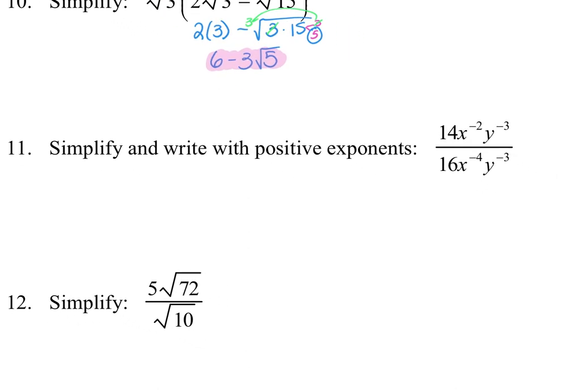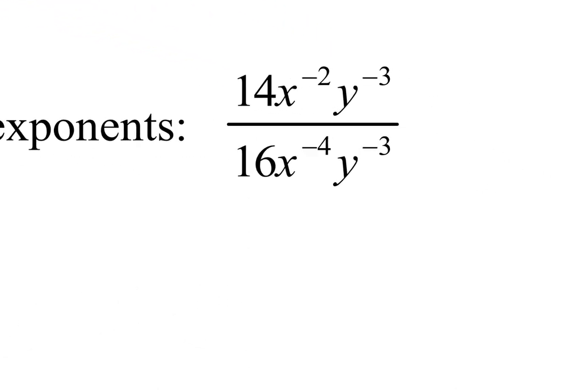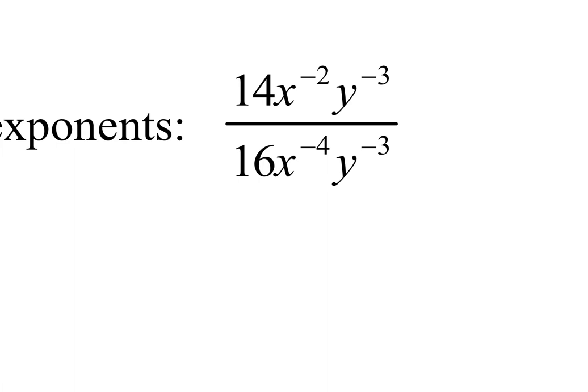Number 10, simplify with positive exponents. We're going to move anything that's negative, and this time we can simplify the coefficients in the front. 14 and 16 are both divisible by 2. This would be 7 and 8. So 7 stays in the top, 8 stays in the bottom.